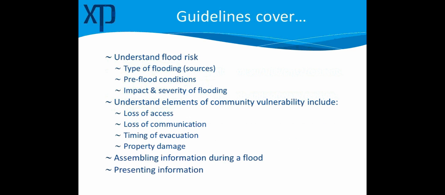So what do the guidelines cover? Typically, guidelines on flood management and on emergency and evacuation planning tell us that we have to understand the flood risk. So we have to understand the type of flooding, what the source of flooding is. Often the pre-flood conditions are also important. We don't necessarily know this when we're building a software model, but this is important at the time of the flood event to help us determine whether there's anything that might be exacerbating the flood itself.